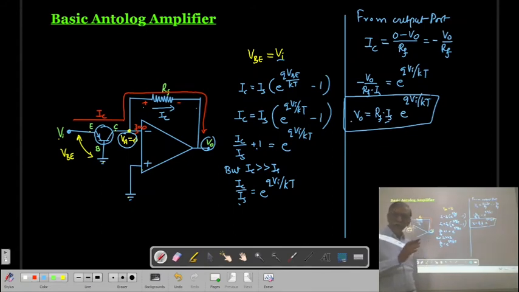Now for the compensation of the temperature and the saturation current, we require some more modification in this circuit, but that we are not discussing here. Whatever kind of modification we have discussed in a log amplifier, the same way you can also have a modification of the anti-log amplifier. But that is out of the scope of your syllabus, and that's why I am not discussing it here.